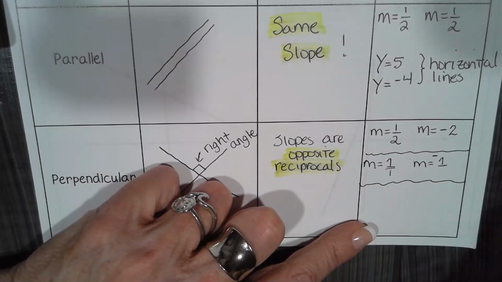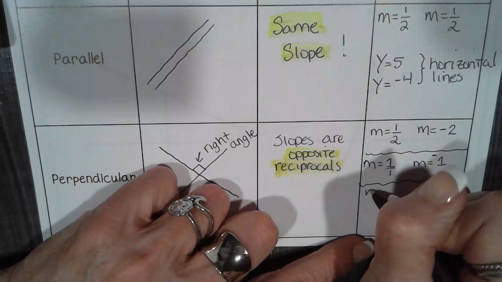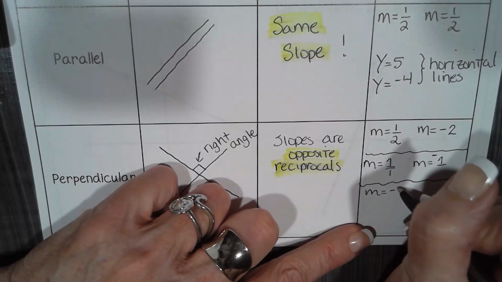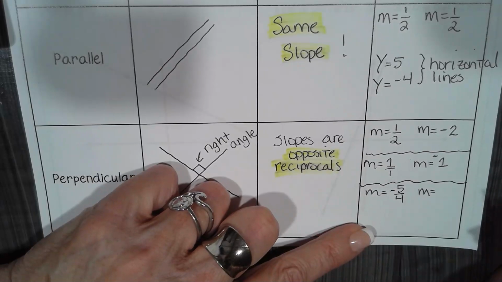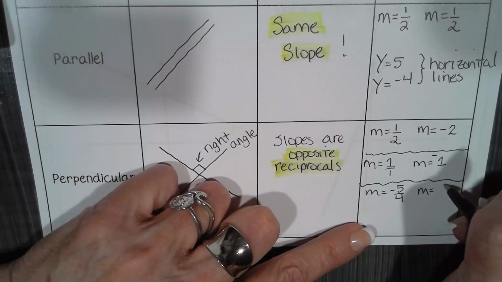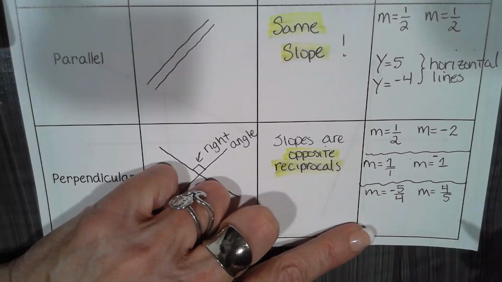Let's just do a slope of negative 5/4. The perpendicular slope to that, you would flip that fraction and change the sign. So it would be a positive 4/5.